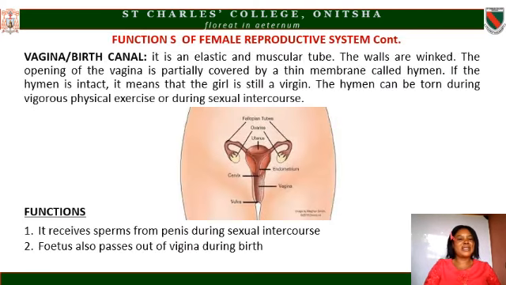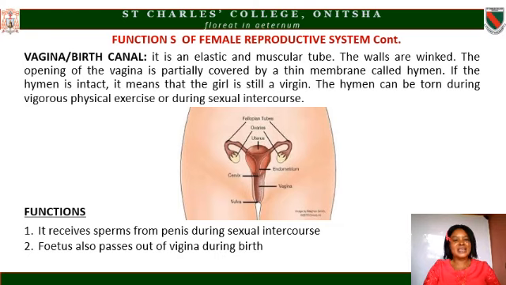Now the next one is the vagina or birth canal. Look at the structure again. Do you see the vagina there? It is in between the cervix and the vulva. It is an elastic and muscular tube. The walls are wrinkled. The opening of the vagina is partially covered by a thin membrane called the hymen.